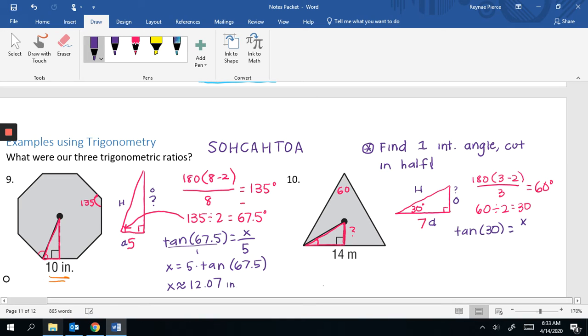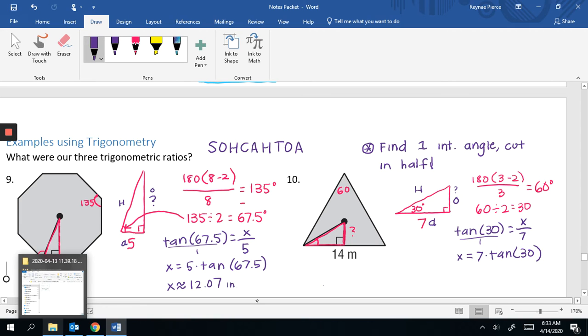We don't know the opposite side. Our adjacent side is 7. So to find that missing piece, that apothem, we're actually going to take 7 times the tangent of 30, which is about 4.04.